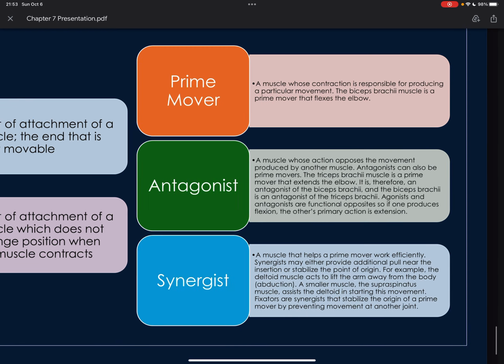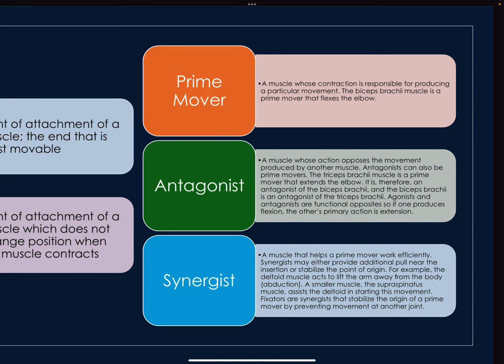The antagonist is a muscle whose action opposes the movement produced by another muscle. Antagonists can also be prime movers, and we see this with the triceps brachii muscle. It's a prime mover that extends the elbow. Therefore, it is an antagonist of the biceps brachii, and the biceps brachii is an antagonist of the triceps brachii. Agonists and antagonists are functional opposites. So if one produces flexion, the other's primary action is extension, because they're opposing each other.